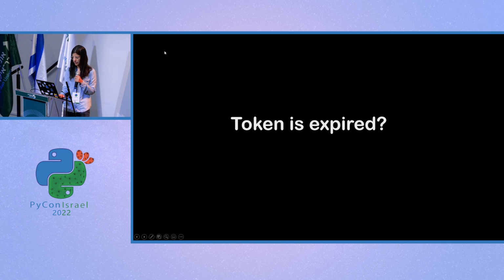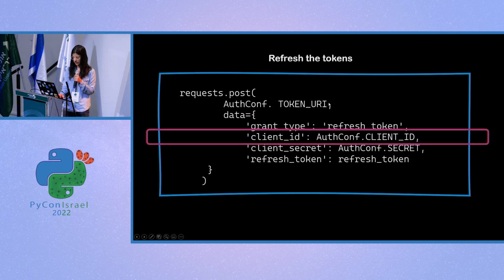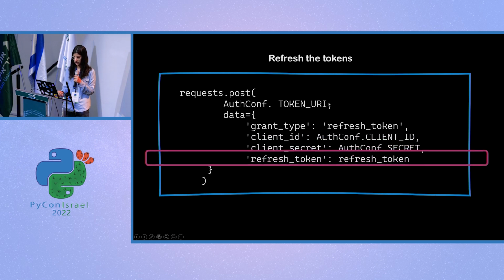Okay. Now what happens if the token is expired? So we request a refresh token. We send a post request to the token URI again. But here, instead of code in the grant type, we put refresh token in the grant type. We also send the client ID and the client secret, and an important field called refresh token, which is the actual refresh token that we want to exchange. And as a response, we get, again, 3 tokens as before.